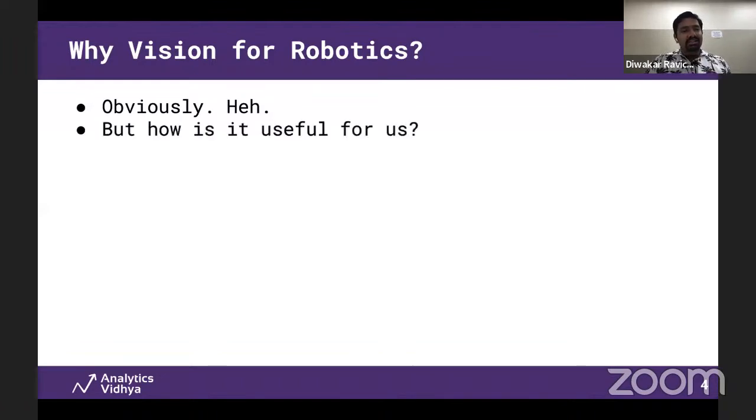But the thing is, vision for robots is very useful. But the question comes back to how is it useful for us? Giving vision to a robot, how does it impact us? What change? How are we disrupting the industry? It's not just disrupting the industry, but how are we disrupting what we believe is reality today? So I think vision for robotics forms the basis of most of what is related to AR and VR.